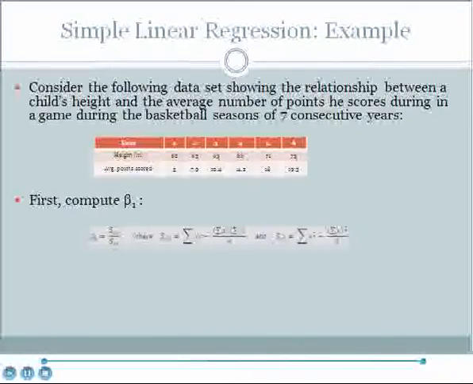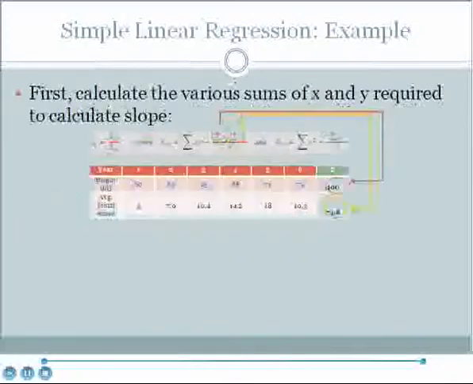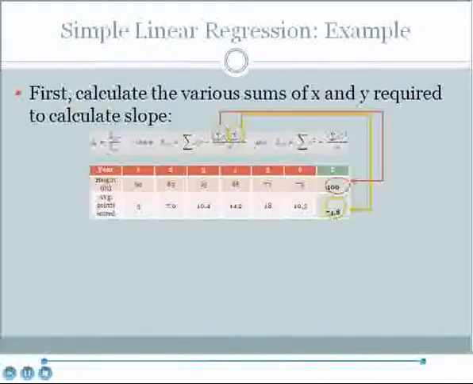Let's first compute b1. b1 is equal to Sxy divided by Sxx. The equations are shown below. Let's break the equation down. First, calculate the various sums of x and y required to calculate the slope. In order to calculate the Sxy part of the slope, we need the sum of all the x values and the sum of all the y values.